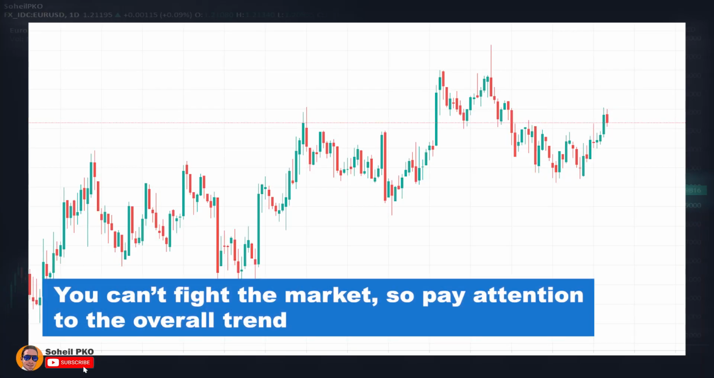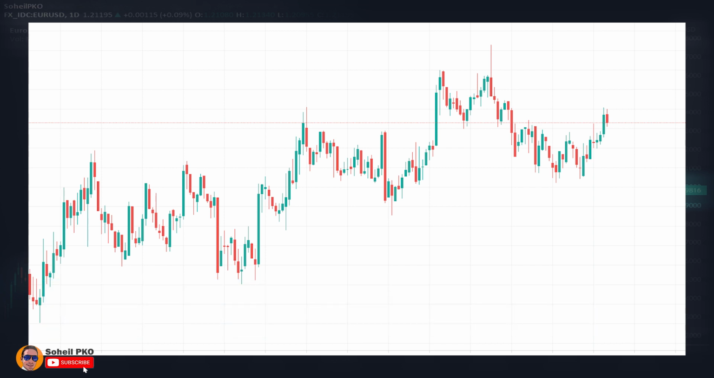You can't fight the market, so pay attention to the overall trend. Definitely you've heard the sentence, trend is your friend, and that is absolutely true. When the trend is up and you take a short position, it has much higher risk of losing your money compared to taking a long position in the direction of the overall trend.